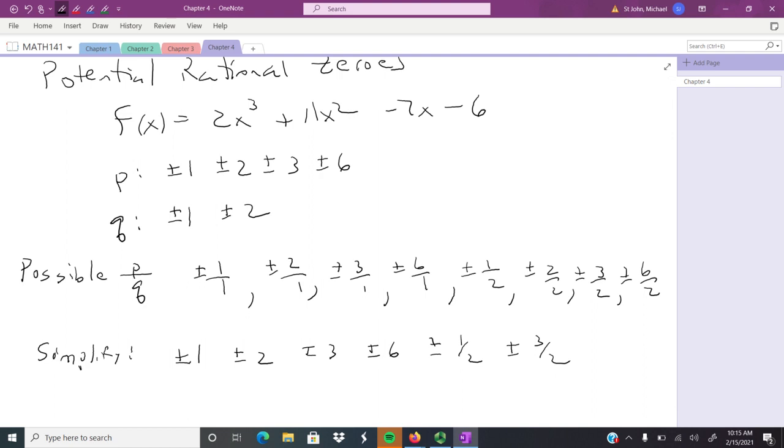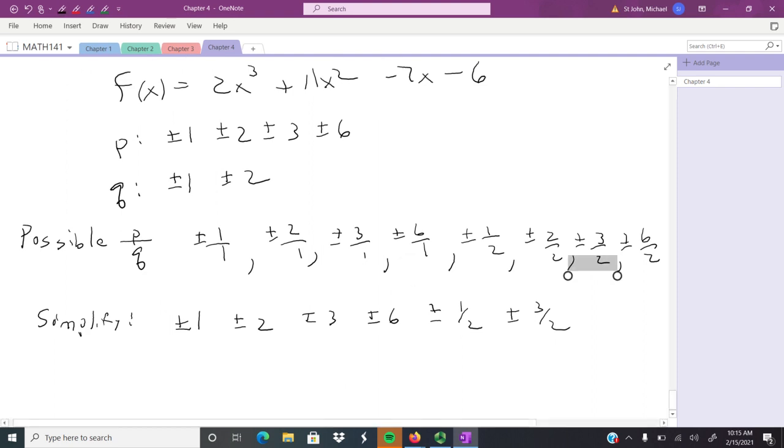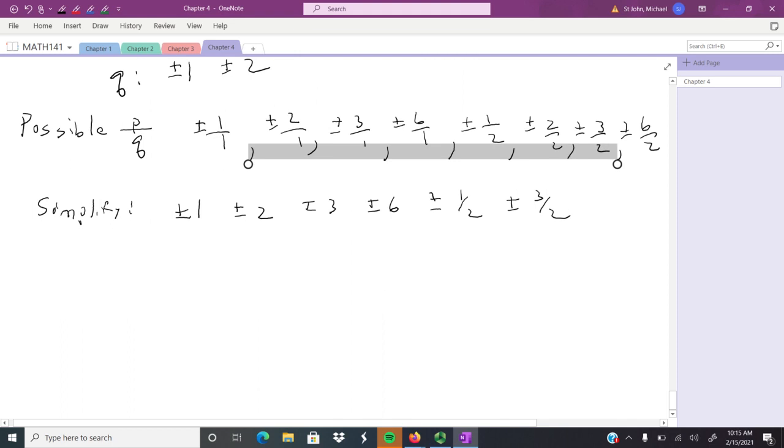Which still gives us a lot of possibilities. We have 1, 2, 3, 4, 5, 6, 7. Right now we have 14 possible, if you think about the plus and the minus possibles here. So how can we also maybe cut that down a bit? So you get to this thing, Descartes' rule of signs.